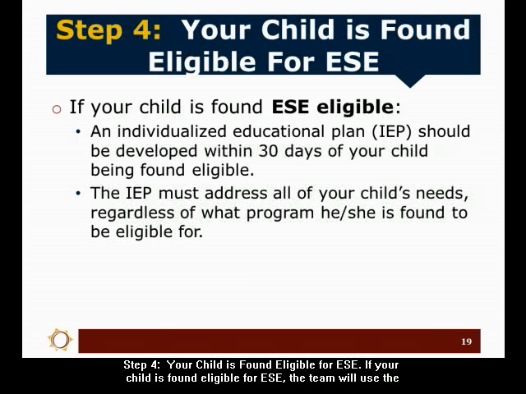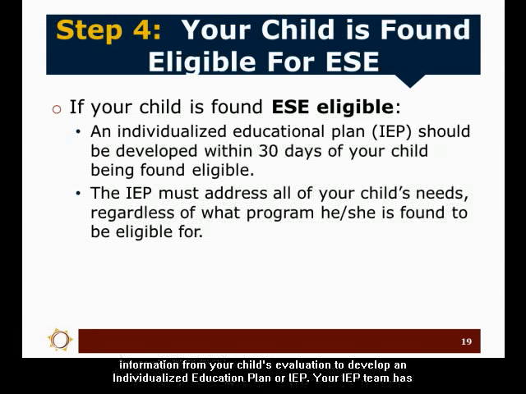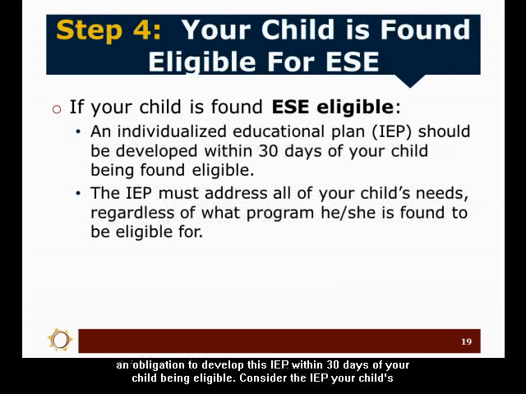Step 4. Your child is found eligible for ESE. If your child is found eligible for ESE, the team will use the information from your child's evaluation to develop an individualized education plan, or IEP. Your IEP team has an obligation to develop this IEP within 30 days of your child being eligible. Consider the IEP your child's blueprint to the specialized services and supports the school has identified that your child needs to be successful.